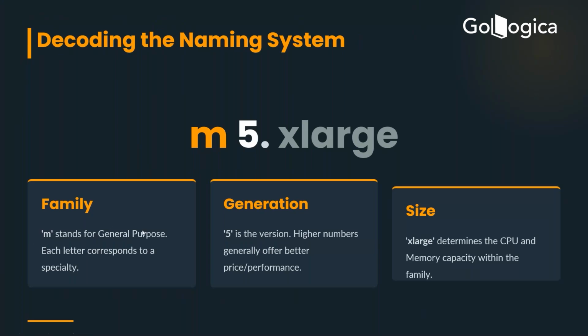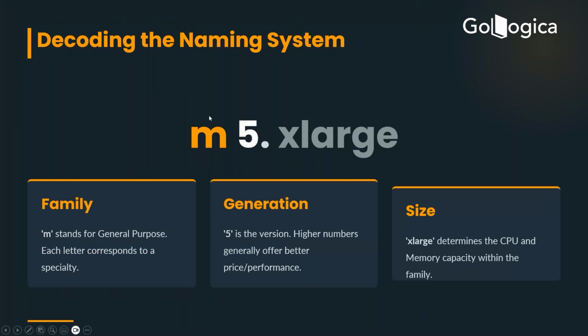Now in general purpose, what we get is a standard CPU, RAM, and network performance. Everything will be at a standard, that means balanced, level. That is what this M family has. So for all kinds of broad use cases, you can use your M type or general purpose instance types.